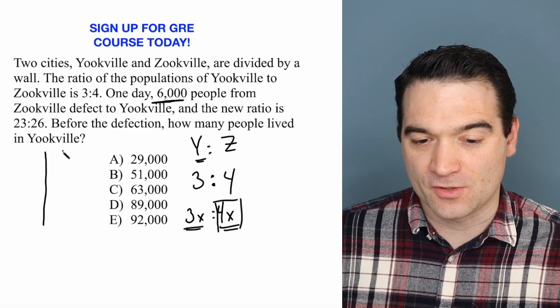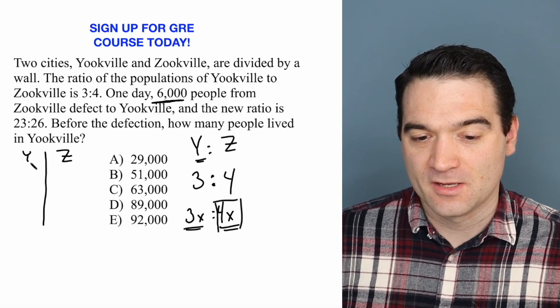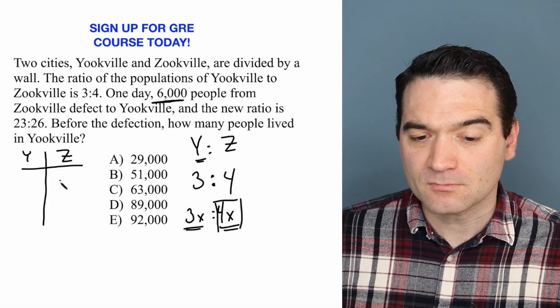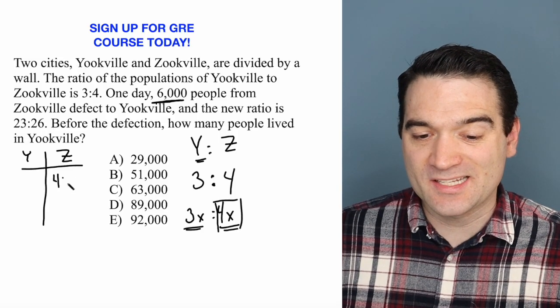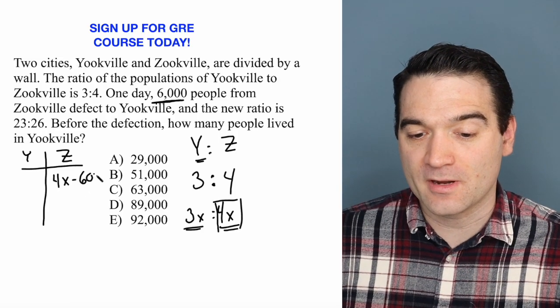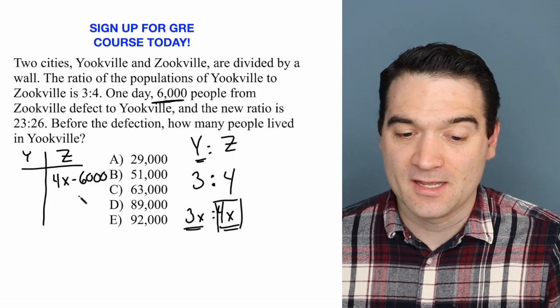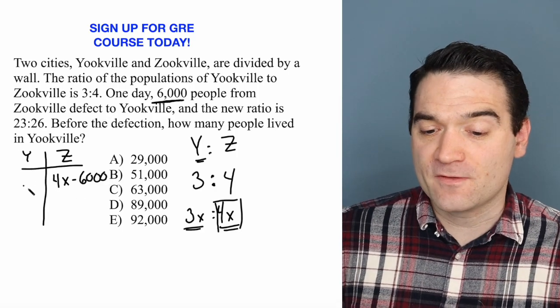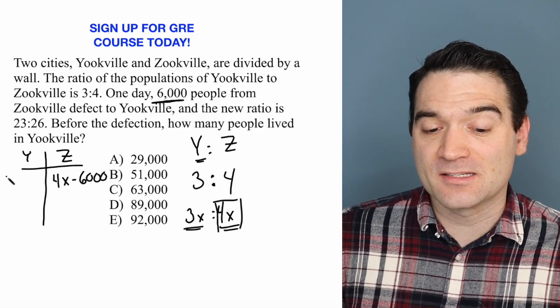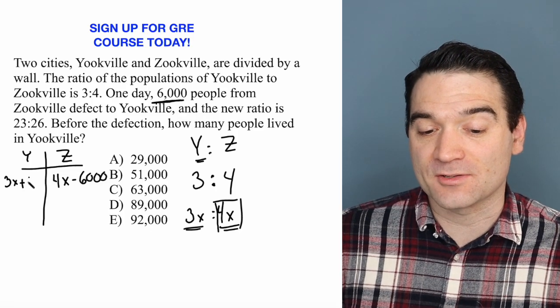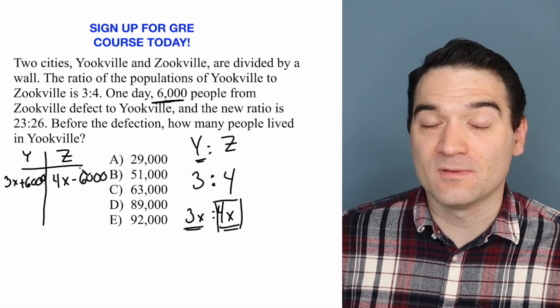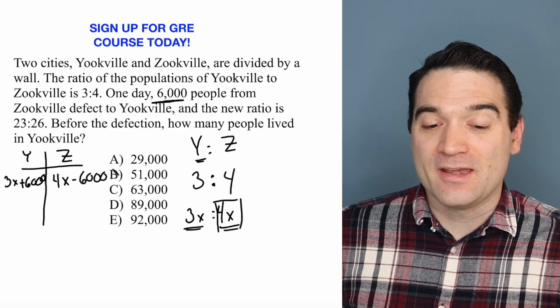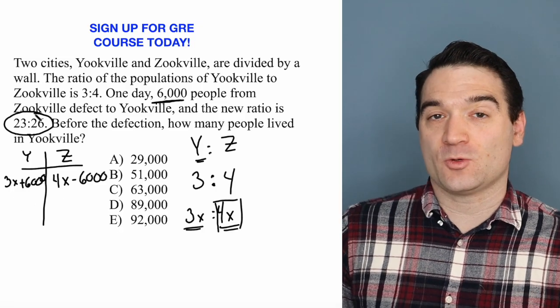So this is the new Zoukville and Youkville, right? There's Youkville and there's Zoukville now. The new Zoukville has 6,000 less people in it. So it's 4x minus 6,000. The new Youkville has 3x plus 6,000. Those 6,000 people are now part of that. We know the new ratio is 23-26.